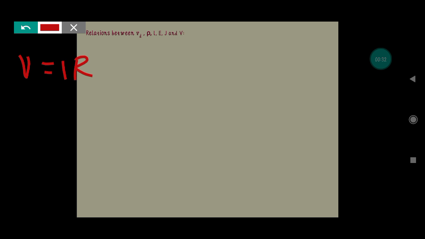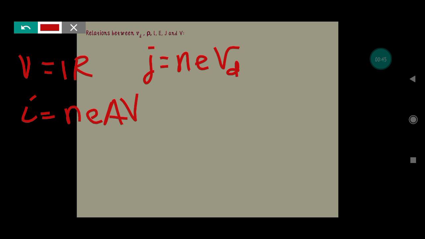Moving on to this topic, let me tell you about the vector form of Ohm's law, because the scalar form of Ohm's law you are already familiar with, which is V equals IR. So what is the vector form of Ohm's law? For that, let me take the current density. Because current we know is neAvd, just by dividing by the area we have the current density, which is nevd.